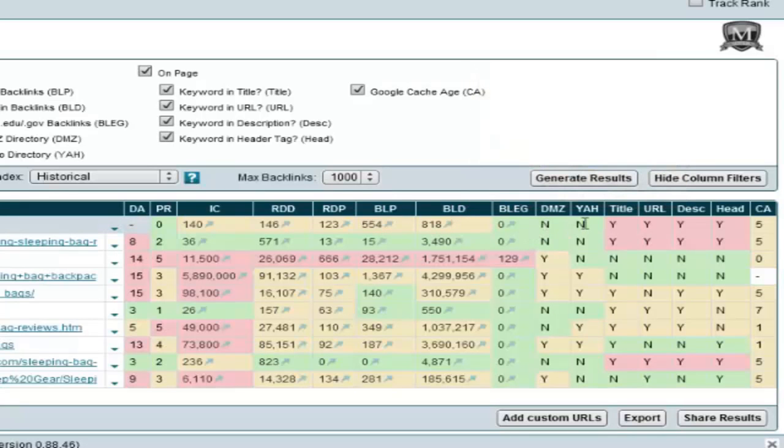They're not in DMOZ, they're not in Yahoo, but they are using sleeping bag reviews in their title tag, their URL, their description, and their heads. They're pretty well optimized. If you see a lot of green on this page, that'll tell you that it's a term you can rank for more easily. If you see a lot of red, that's not quite as good.